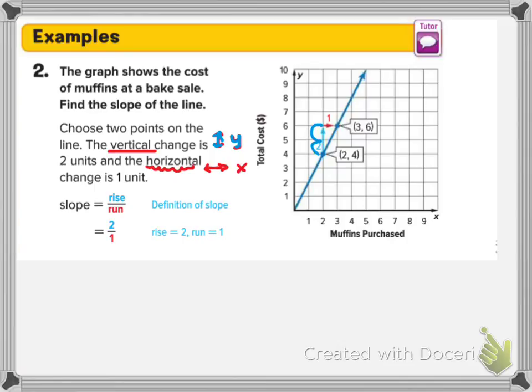So that's the rise of 2. Then they're looking at a change across of 1 point, so a jump of 1. So from 1 point to the other, we go across 1. So that is the run of 1. So the slope of this line is 2 over 1, rise over run. How much did you go up from 1 point to the next, and how much did you go over?